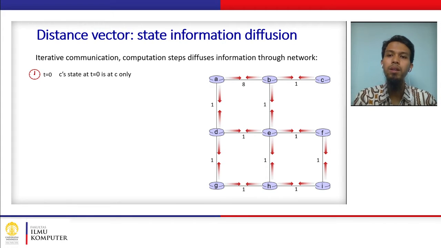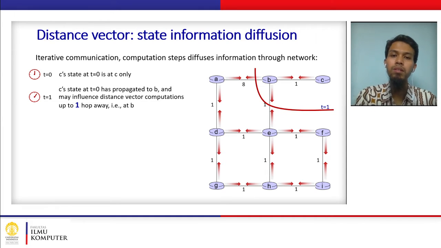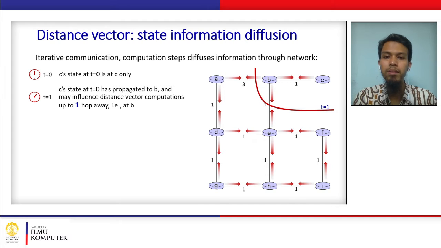Okay, so first one, we'll talk about state information diffusion. Through iteration, the computation steps diffuse information through the network. So let's have a look at the example below. Let's say we start the computation from C. At t equals 0, the state is only at C. And at t equals 1, the information has propagated to the next hop, to B, and then it may influence the calculation of distance factor at B, one hop away.